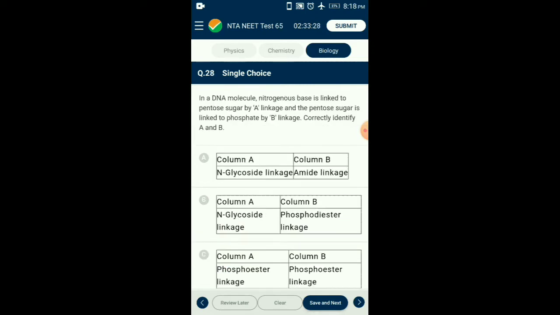Question number 28. In a DNA molecule, the nitrogenous base is linked to the pentose sugar by A linkage, and the pentose sugar is linked to phosphate by B linkage. Correctly identify A and B. So the answer for this question is option B, N-glycosidic linkage and phosphodiester linkage. The two linkages are correctly given.